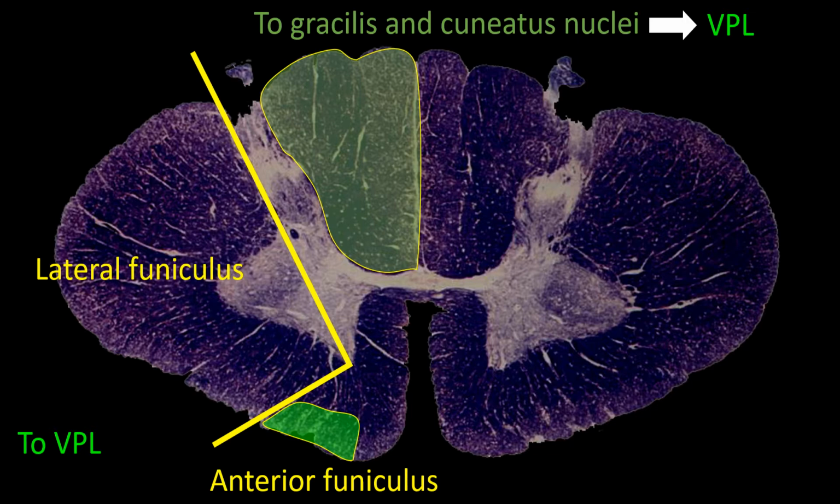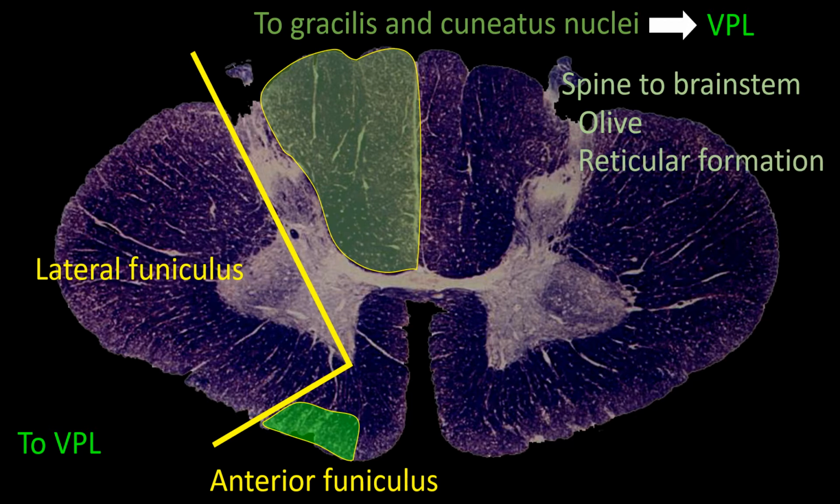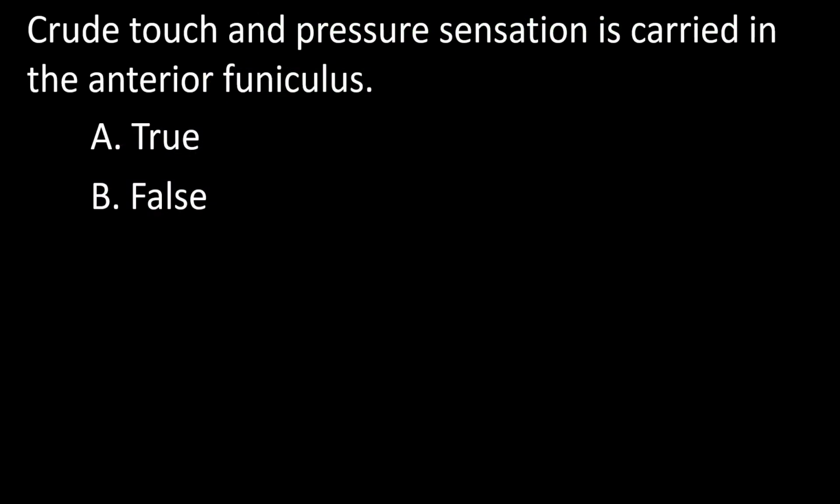Other ascending tracts in this funiculus are directed towards the brainstem nuclei, to the olive, to the reticular formation, and to the vestibular nucleus. They have not been depicted in this frame. So the answer to this question is A.